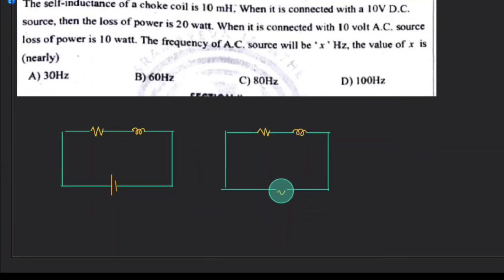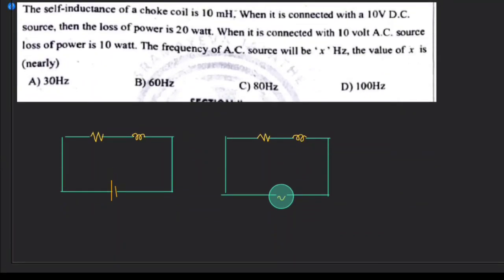Next question. The self-inductance of a choke coil is 10 millihenry when it is connected with the 10 volt DC source. Then the loss of power is 20 watt.